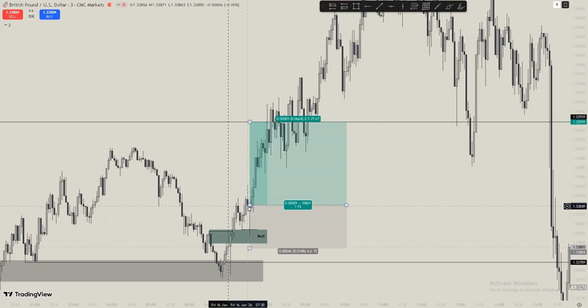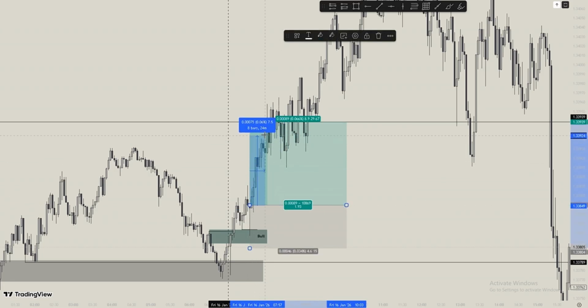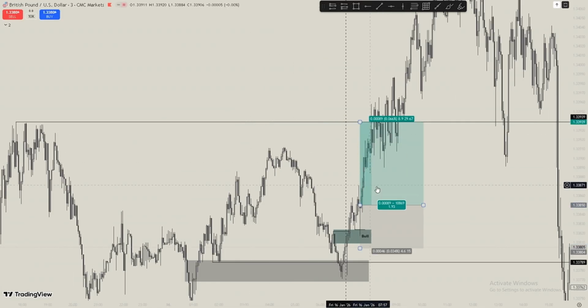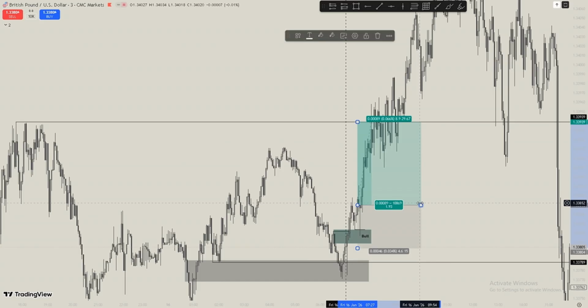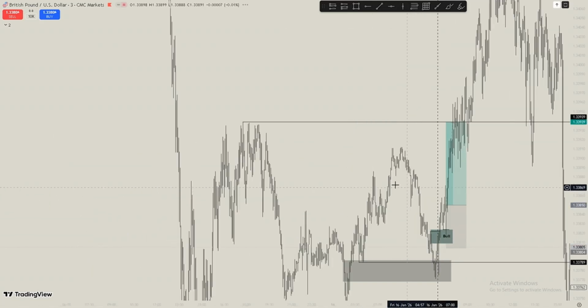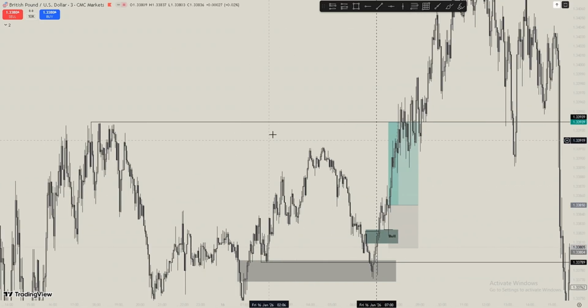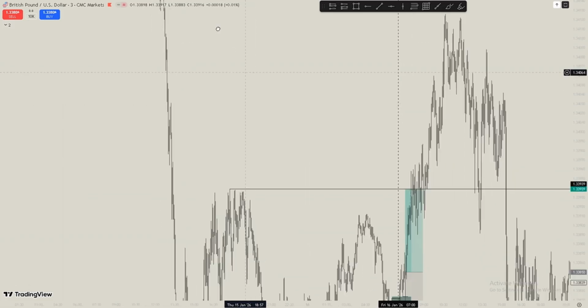So it took only 27 minutes. Not bad and not good too, but that's how trading works. So why did I target this high and not these highs, I will tell you.